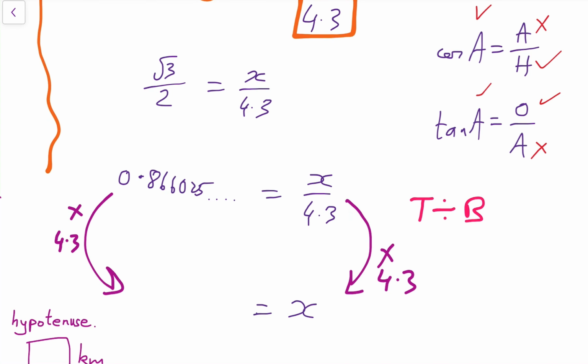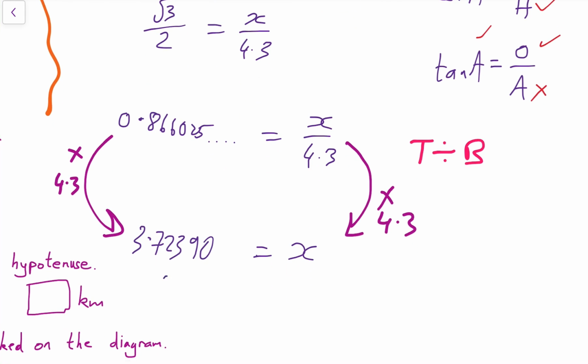Anyway, the bit on the right we don't have to do in the calculator. It's only the bit on the left. We need to multiply that decimal we have by 4.3, and it comes out as 3.7239 blah blah blah. So if we were asked maybe for 2 significant figures or something, we would get 3.7.